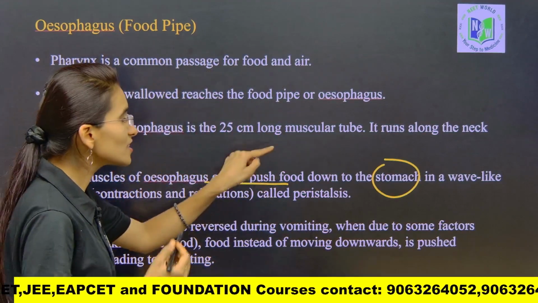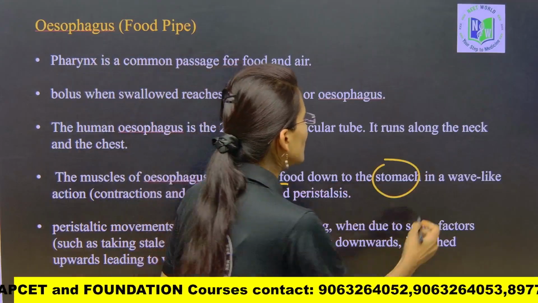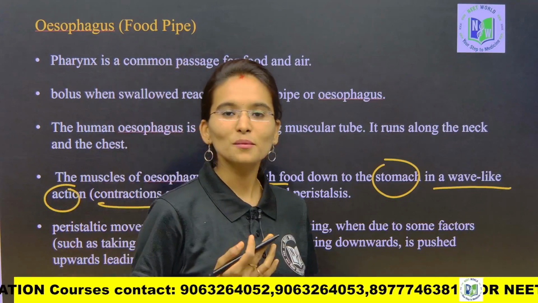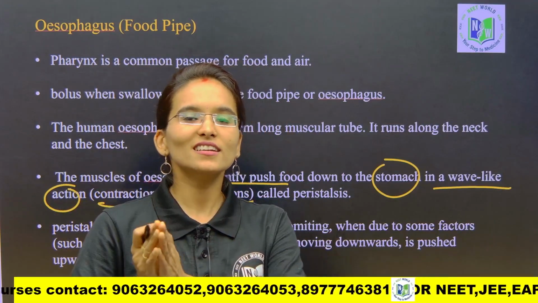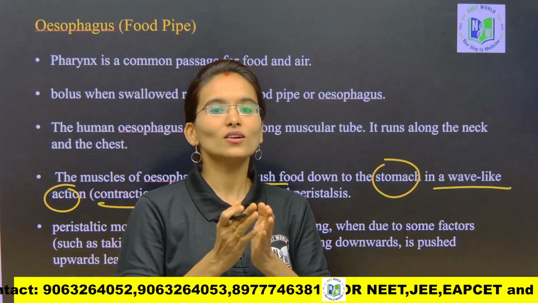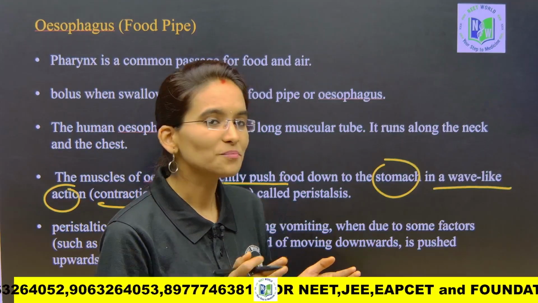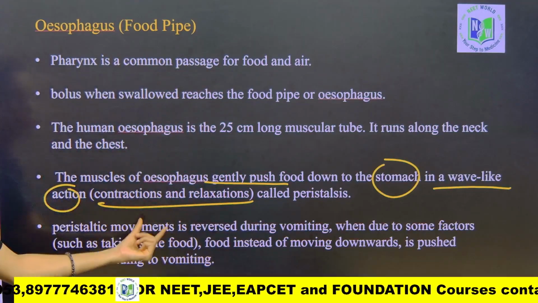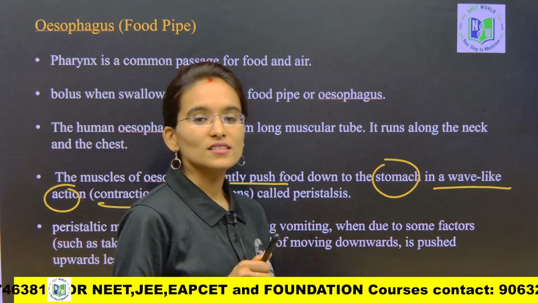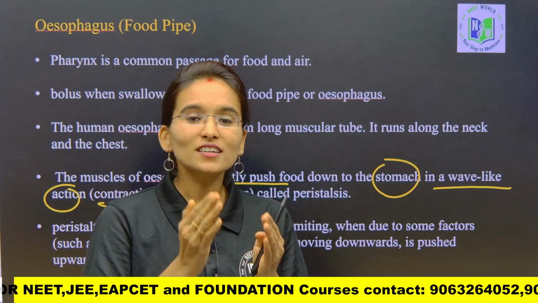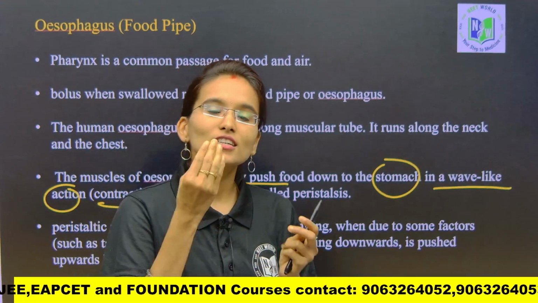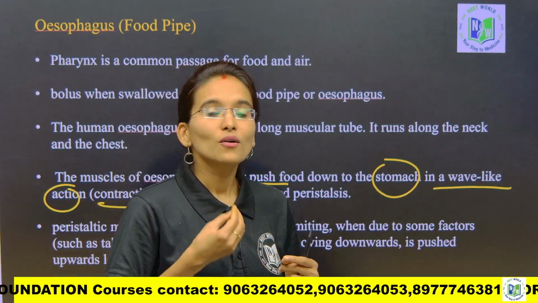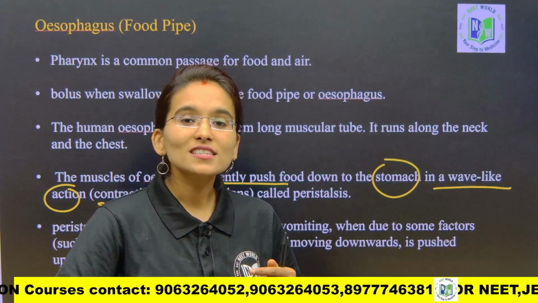The muscles gently push the food down to the stomach in a wave-like action, contractions and relaxations, called peristalsis. So the contractions and relaxations of the esophagus are called peristaltic movements. It is like a wave-like motion. Next, peristaltic movements reversed. The correct process is that food travels from the esophagus to the stomach. But in some cases, what happens, my dear students? The process is reversed.